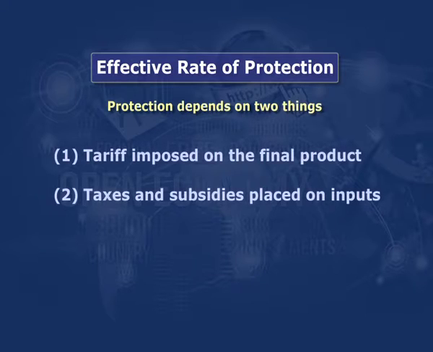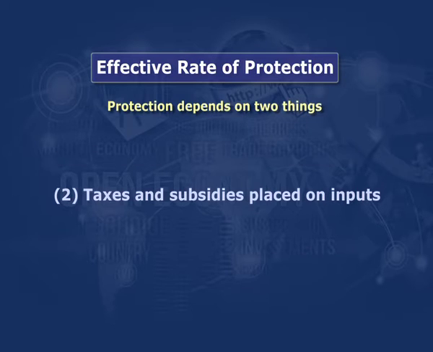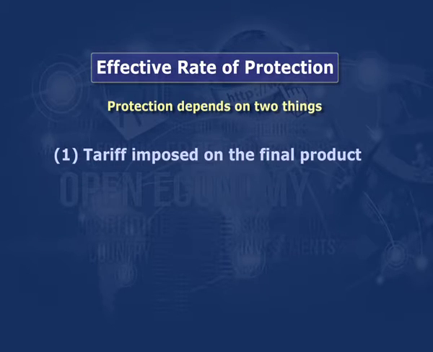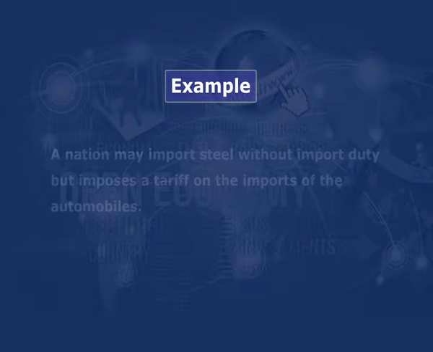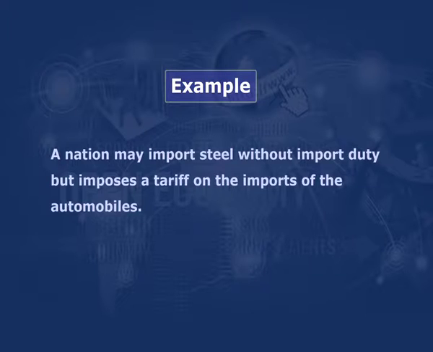A nation can impose a tariff on imports of the inputs and imports of the final commodity. To protect the domestic industries from foreign industries, a nation often imposes a lower tariff on the imports of inputs than on imports of the final commodity. Protection depends on two things. One, the tariff imposed on the final product, and secondly, the taxes and subsidies placed on the inputs. Let's take an example. A nation may import steel without import duty but impose a tariff on the imports of automobiles.